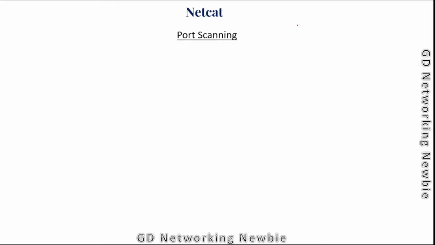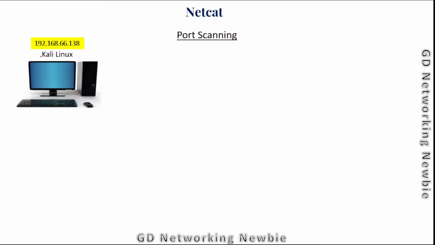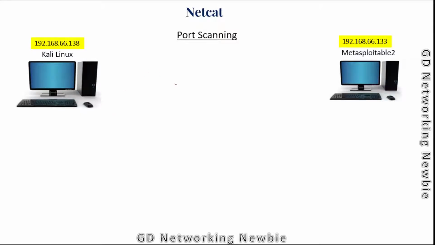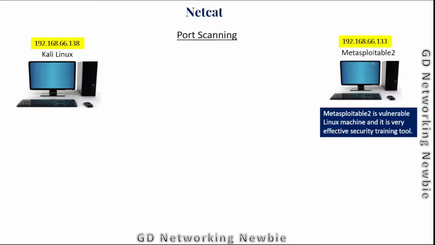Before moving to my virtual machine, that is Kali Linux, I'm going to show you the setup which I will be using. I have a Kali Linux virtual machine in my VMware environment. You can have this in VirtualBox, and I also have another machine that is Metasploitable 2. Metasploitable 2 is a vulnerable machine for learning purposes. So it's a very effective security training tool. I would recommend you to download it and practice it.